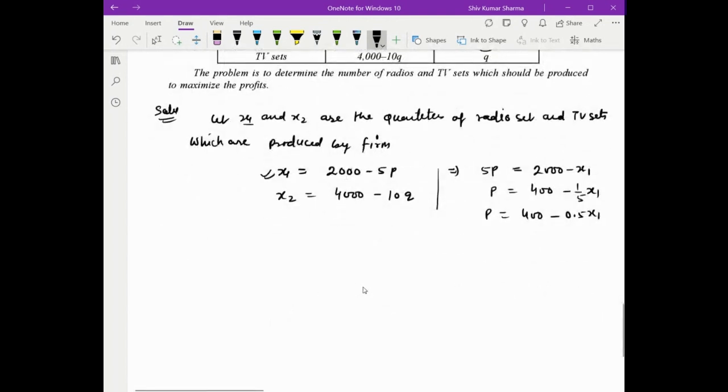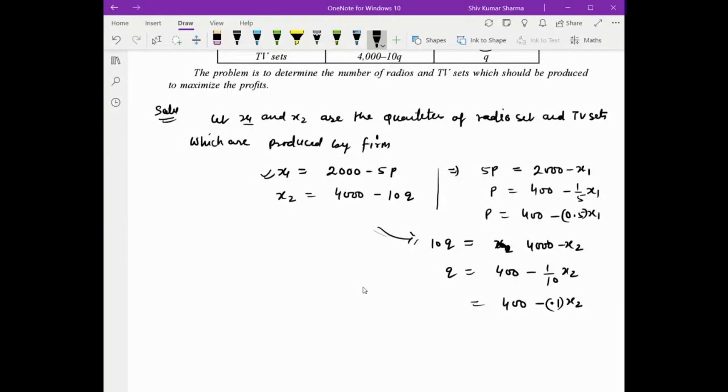And for the value of Q we use this equation. 10Q equals 4000 minus x2. So Q equals 400 minus 1/10 of x2, which equals 400 minus 0.1 x2. So this is the value of Q.